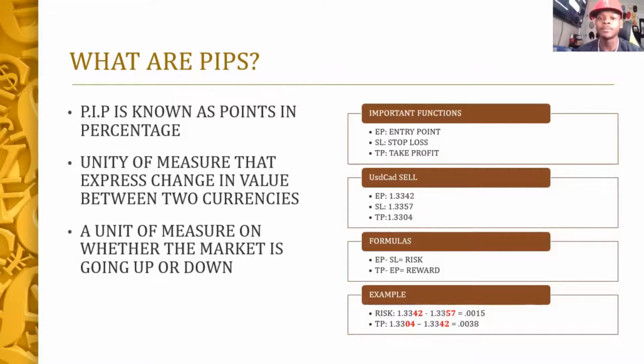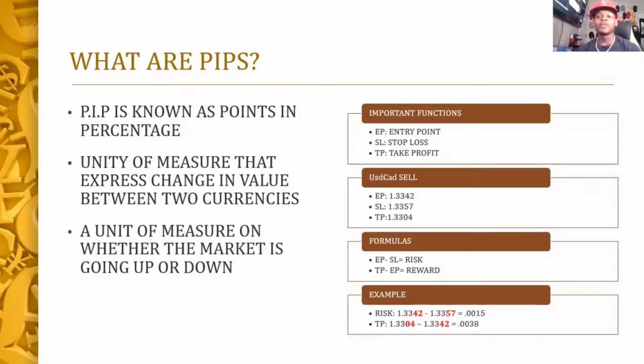So for example, let's go over USD CAD, and let's say we're in USD CAD for a sale. Our entry point is 1.3342. That is our entry point, and we're going to set our stop loss at 1.3357. Since we are in for a sell, our stop loss will be above our entry point. And if you're in for a buy, then your stop loss will be below your entry point. So your TP is going to be 1.3304 for this trade.